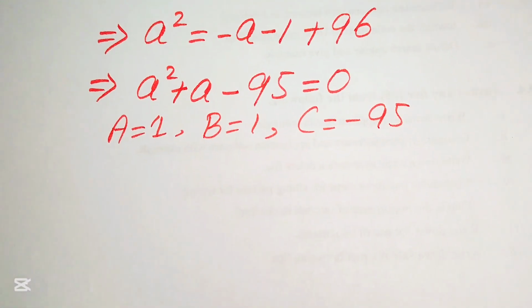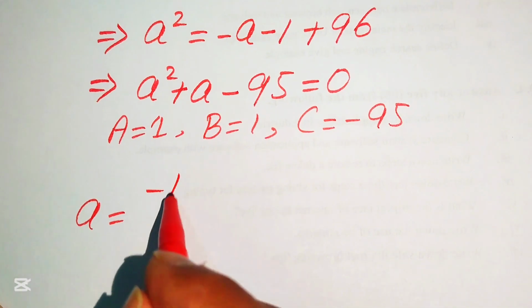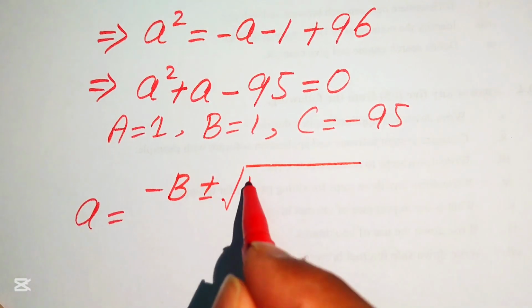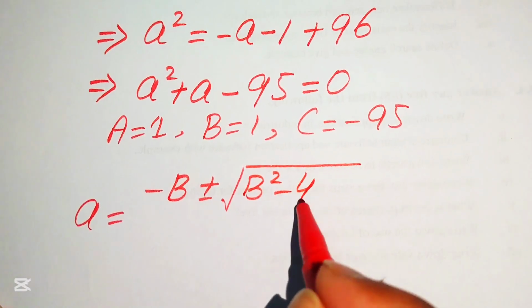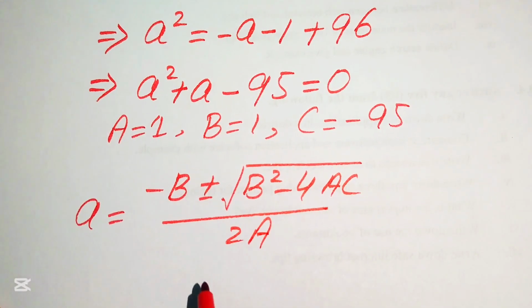And we know about the quadratic formula. It is stated as a equals to minus b plus minus square root of b square minus 4 times ac divided by 2 times a.